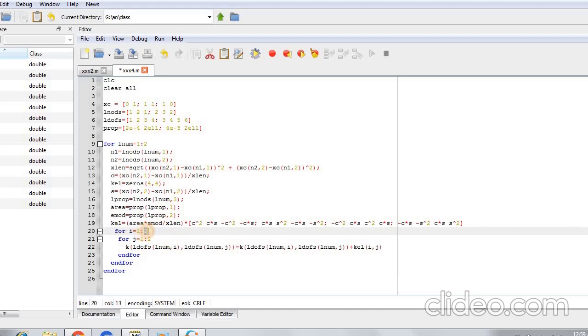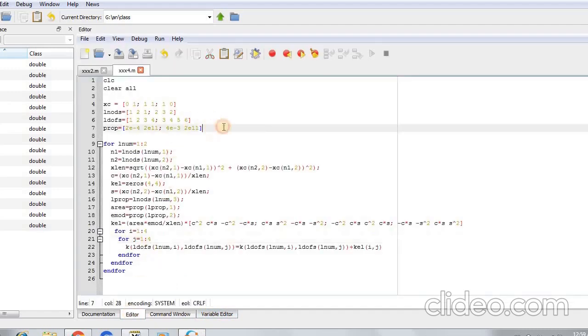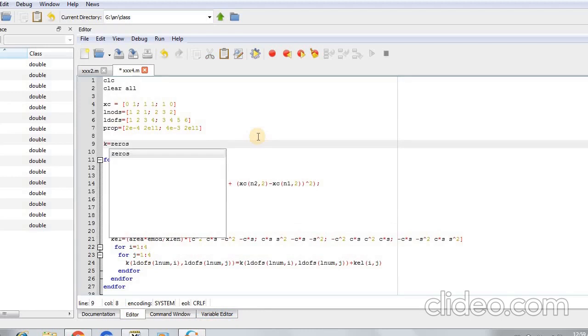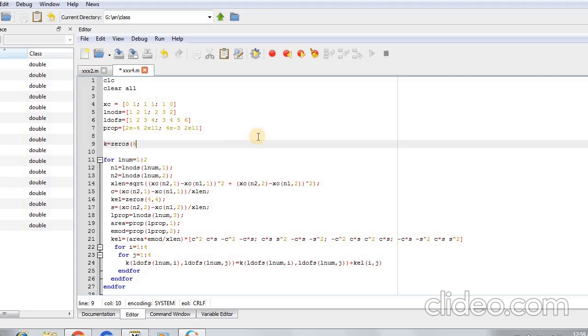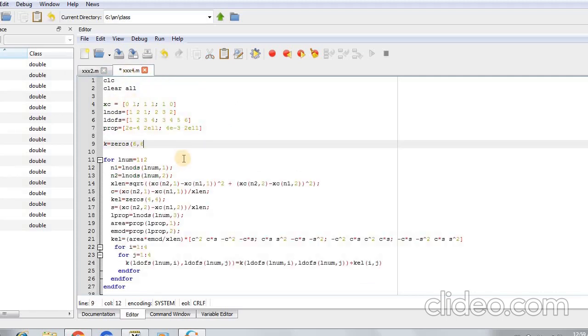Okay. So now the only thing is, here there are 4 degrees of freedom. For j, in place of 2, it should be 4 and 4. So run. So this is the command window. K undefined? Okay. So here we have to first initialize K as K equal to zeros, that is a null matrix of size 6 by 6, so zeros 6 by 6. Now save file and run.